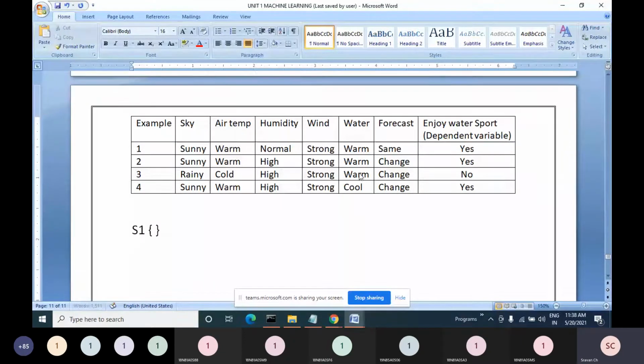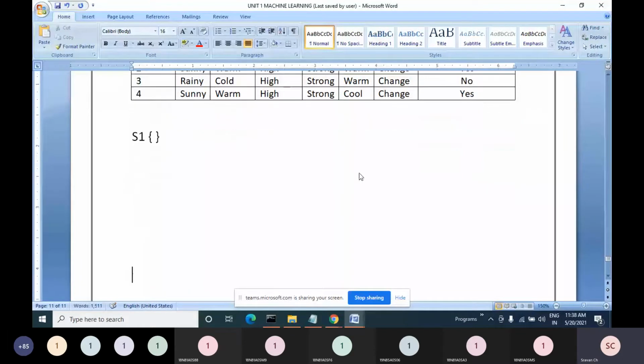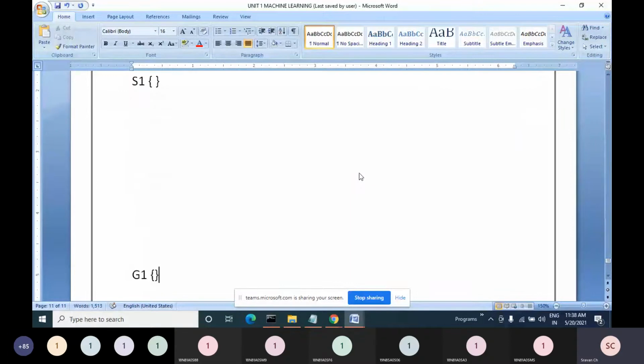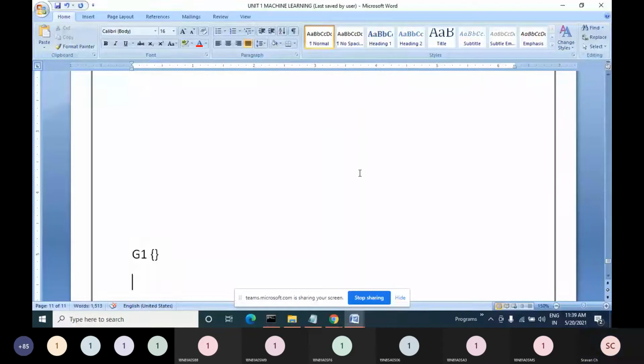So, friends, first what we have to do is we have to take two sets. One is called S1. Another one is called G1. S means most specific hypothesis. G is most generic hypothesis, right? So we are trying to identify all possible hypotheses for this particular problem.